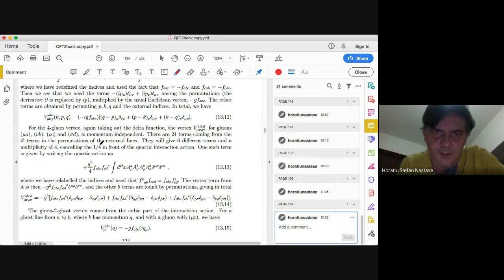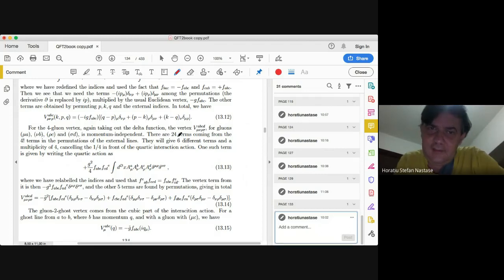Why there was a multiplicity of four. Let me think. Oh, yeah, yeah, of course. The point is that there are 24 terms coming from the four factorial, the general four factorial permutation of the external lines. Remember, for the scalar case, for phi to the 4, there's always four factorial permutations.